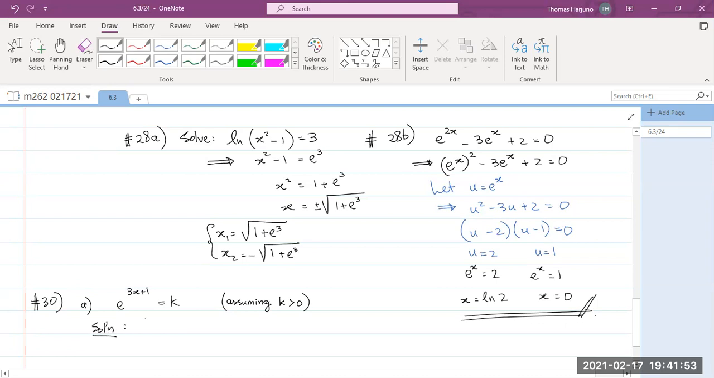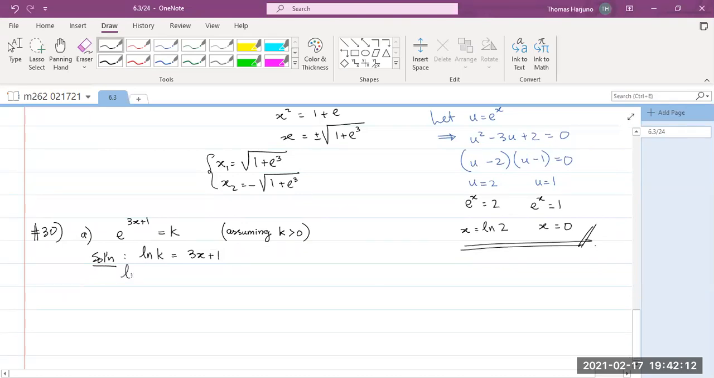I need to get the exponent. How to get the exponent? Apply natural log. You change this into log form. So natural log of k equals 3x plus 1. And then you subtract 1, divide by 3. Natural log of k minus 1 over 3 equals x.